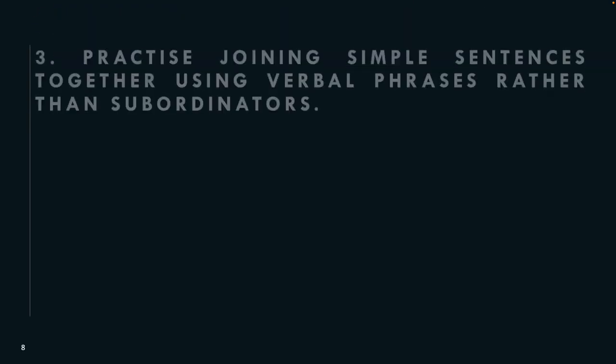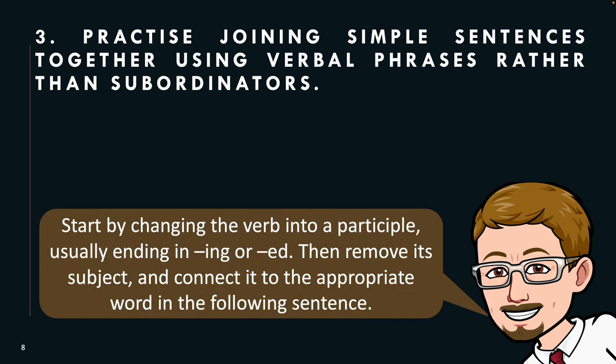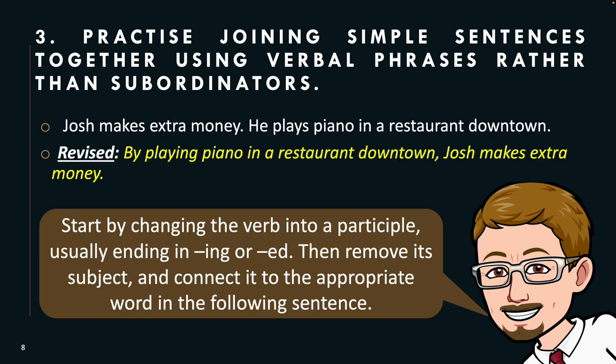Now let's take a look at the third suggestion. Practice joining simple sentences together using verbal phrases rather than subordinators. Start by changing the verb into a participle, usually ending in ing or ed. Then remove its subject and connect it to the appropriate word in the following sentence. Let's take a look at an example. John makes extra money. He plays piano in a restaurant downtown.